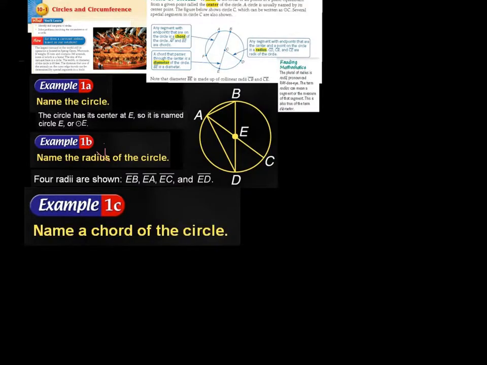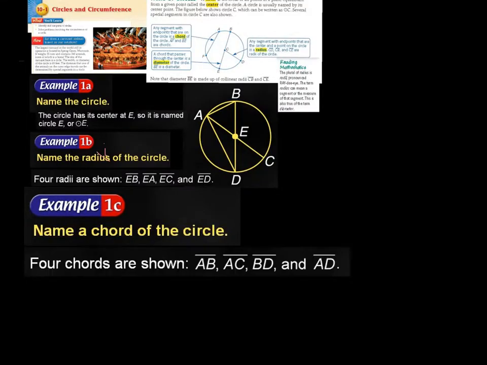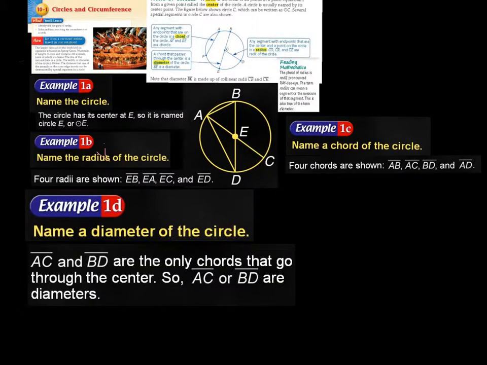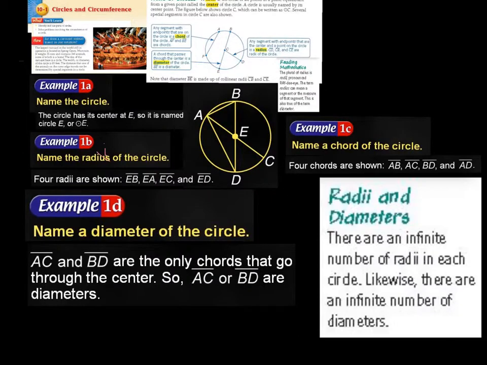Now they ask us to name a chord of the circle. So if they word it that way, there are 4 different correct answers. You could either have chord AB, AC, BD, or AD. Name a diameter of the circle. Again, there's more than one. Of the ones they drew, segment AC and segment BD are the only chords that go through the center, so they are diameters. We kind of talked about this with lines of symmetry of a circle.